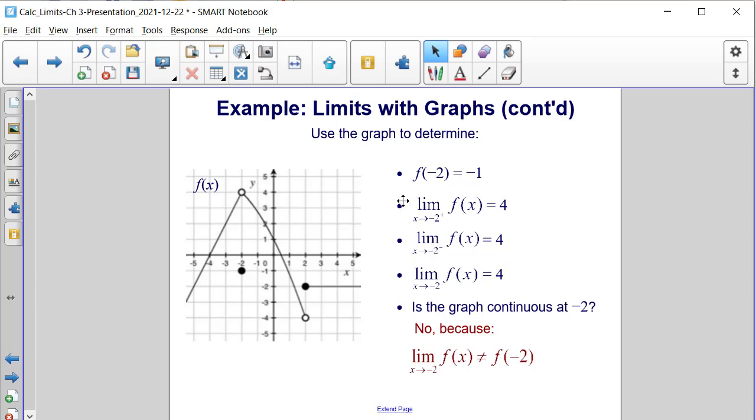The answer here is no, because the limit of f of x as x approaches -2 is 4, and the function evaluated at -2 is -1. These two values are not equal to one another, so therefore the graph is not continuous at the x value of -2.